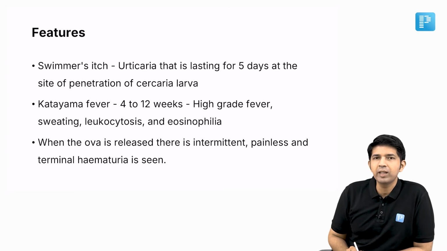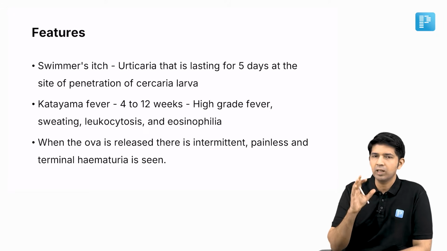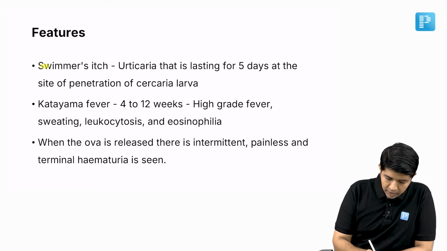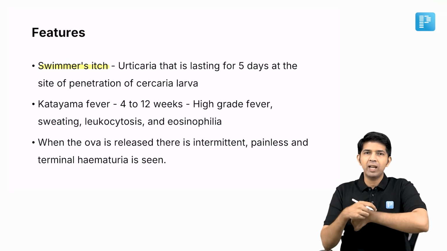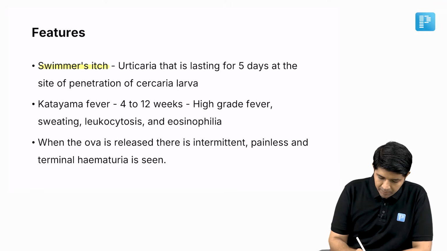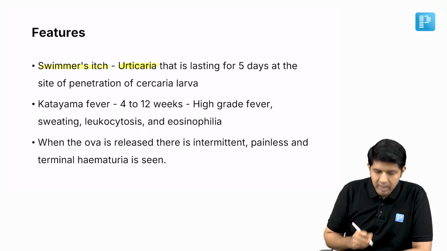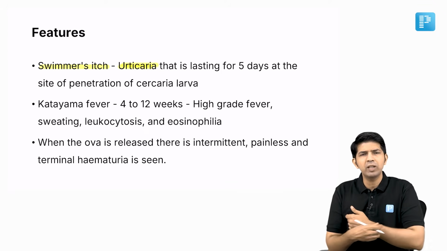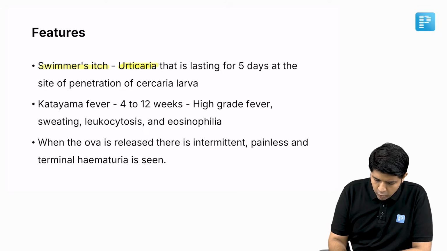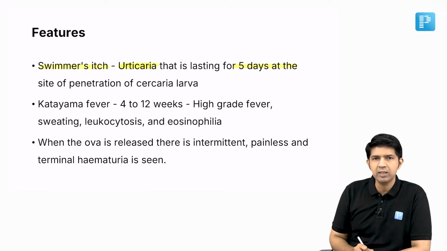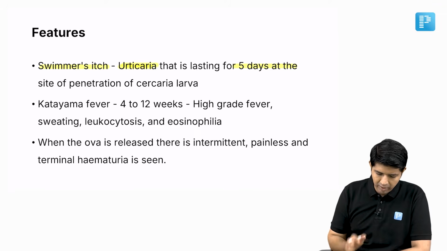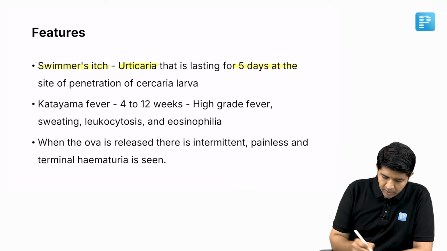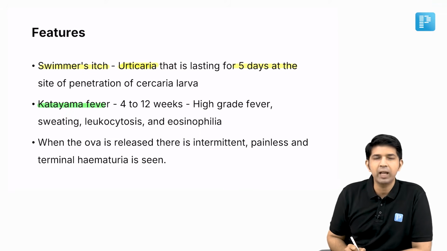Now let's look at the clinical features that these patients come to you with. First of all is the swimmer's itch. As soon as this cercaria enters the skin, it will cause immense urticaria. Okay, there is a lot of itching in and around that area. This usually lasts for about 5 days, from the time the larva enters the skin via the transcutaneous route. Next is something called the Katayama fever.